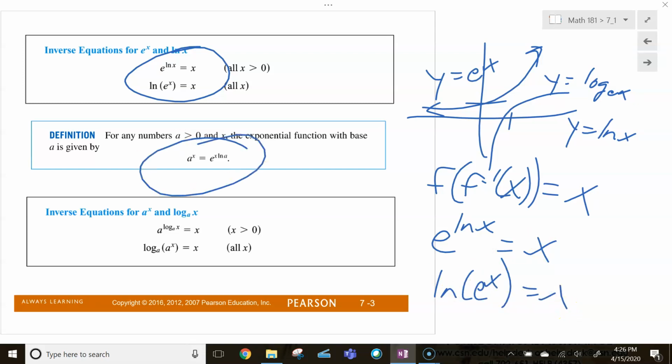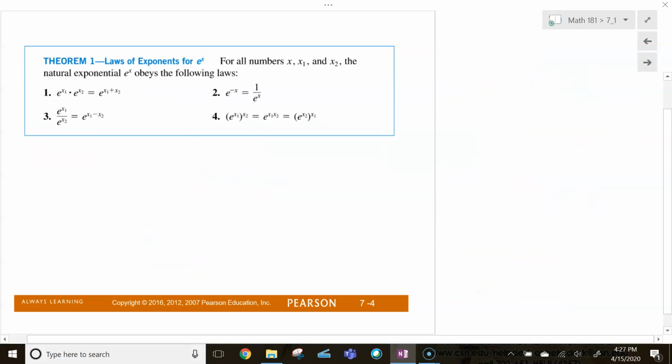This one's just an application of the power rule. If you rewrite this x ln of a as ln of a to the x, right? If you just apply that power rule, e and the natural log undo each other, so you're just left with a to the x. So a to the x equals a to the x. And here it is with your log bases as well. Again, they're inverses, so they undo each other.